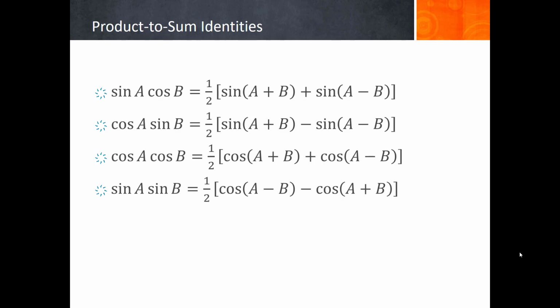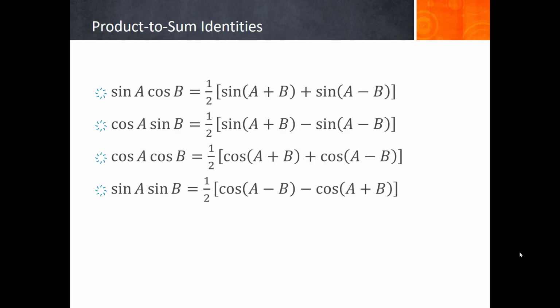So if we have the product of sine of A times the cosine of B, we can rewrite that as 1/2 times the quantity of the sine of A plus B plus the sine of A minus B. If we flip that around, if we have the cosine of A times the sine of B, we can rewrite that as 1/2 the quantity sine of A plus B minus the sine of A minus B.